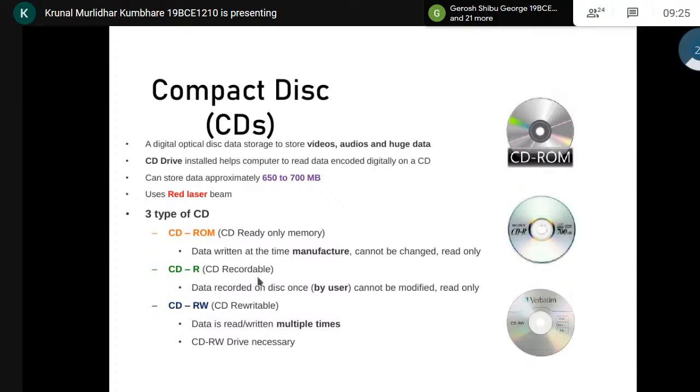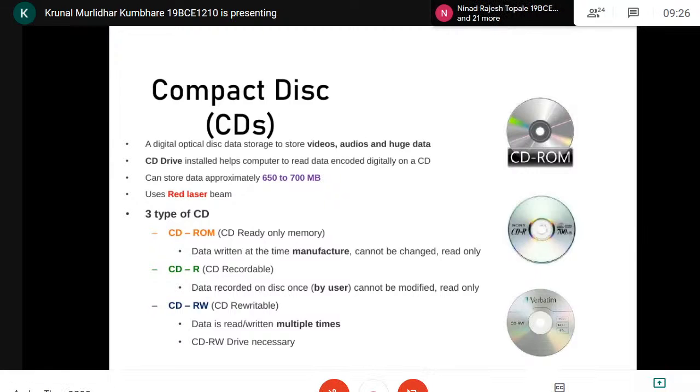Now let's discuss the compact disc, that is the CD. CDs are optical discs which can store large videos, audios, and huge amounts of data. To use CDs in a laptop or desktop, a CD drive must be installed, which helps the computer read the encoded data digitally from the CD. A CD has the capacity to store from 650 to 700 MB. The key point here is that it uses a red laser beam to access the data. We usually see 3 types of CDs. The first one is the CD-ROM, that is CD read-only memory. Here, during the manufacturing of the disk itself, the data is written on the CD, which cannot be modified later, but can only be read from the disk.